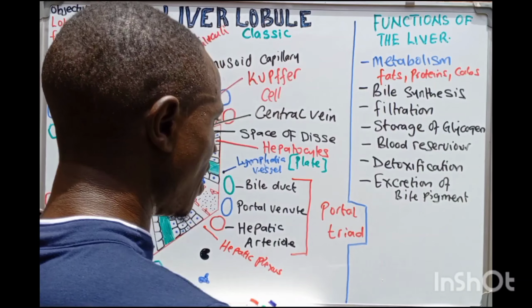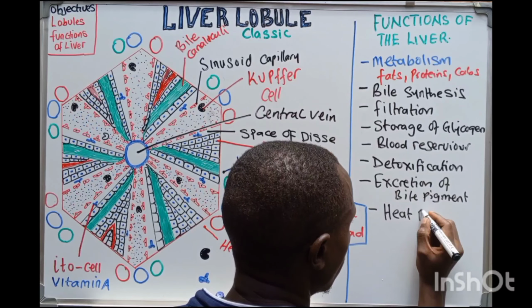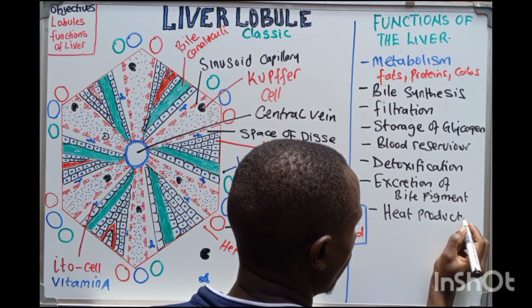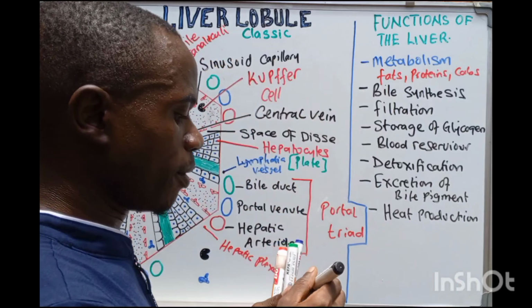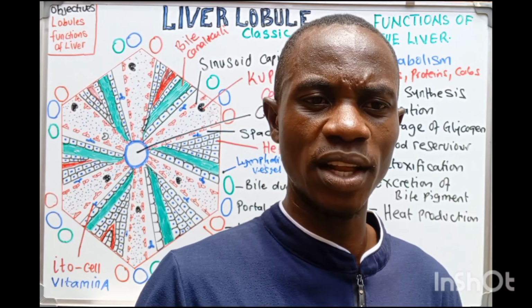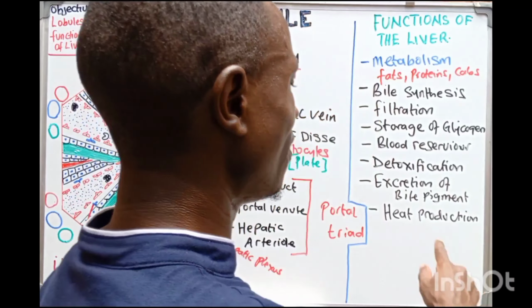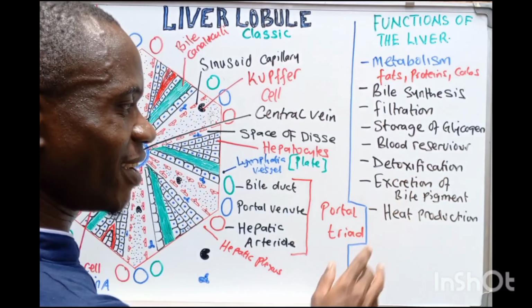Okay, and then another function of the liver is going to be what we call heat production. Because there are very many metabolic processes taking place in the liver, there's always generation of heat. In that way, the liver helps us in the generation of heat.